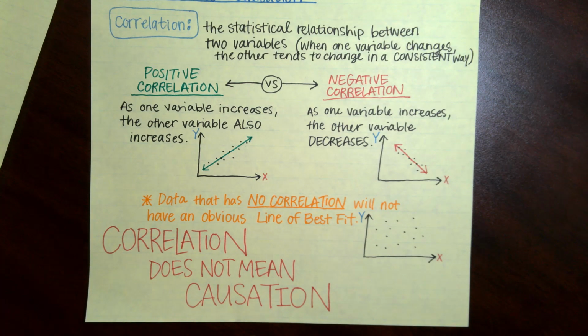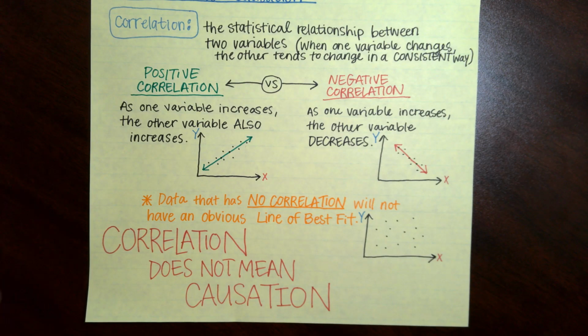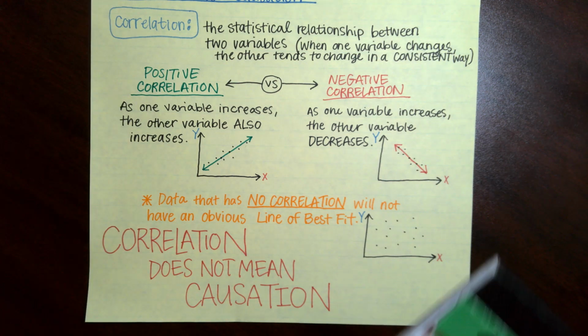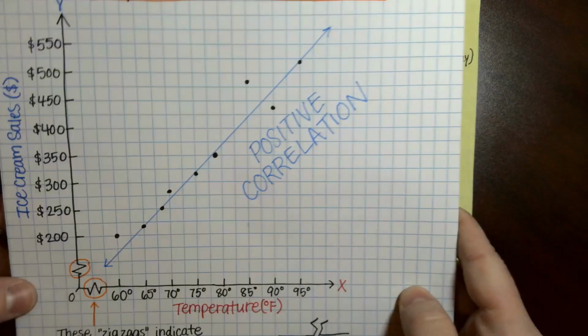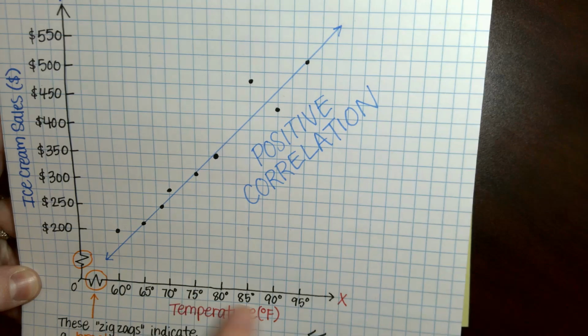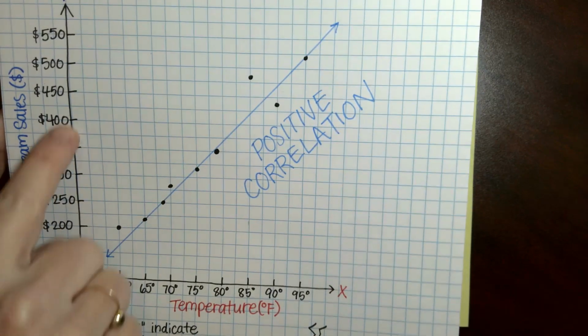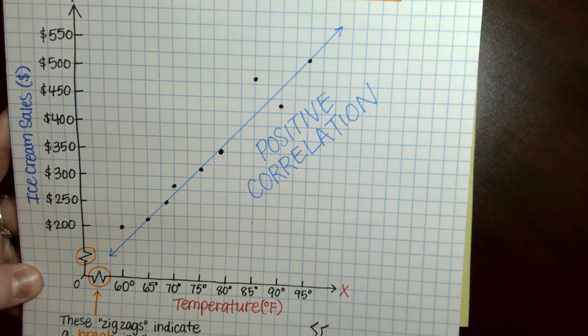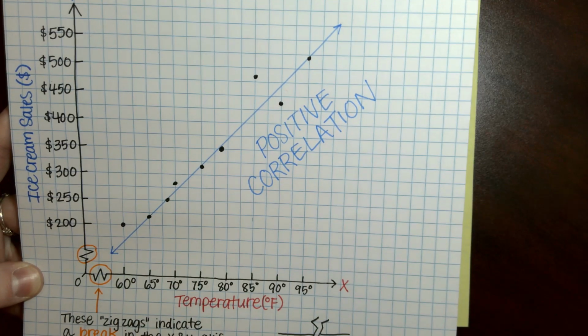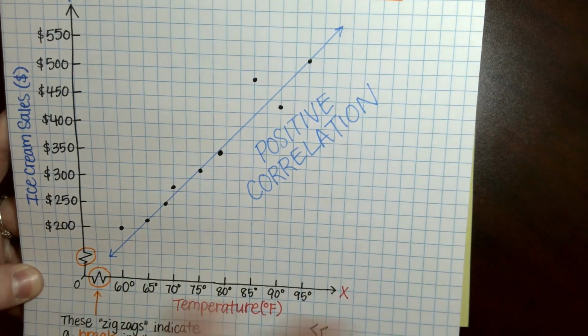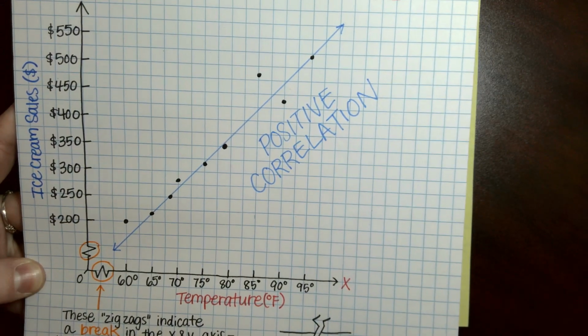Basically, causation means that one variable directly causes the other to change. So if we were to look at the data that we just plotted here, I have a positive correlation between as the temperature rises, the ice cream sales get higher, we get more money. They are correlated. We can see that they have a relationship. As the temperature gets higher, so do the sales.